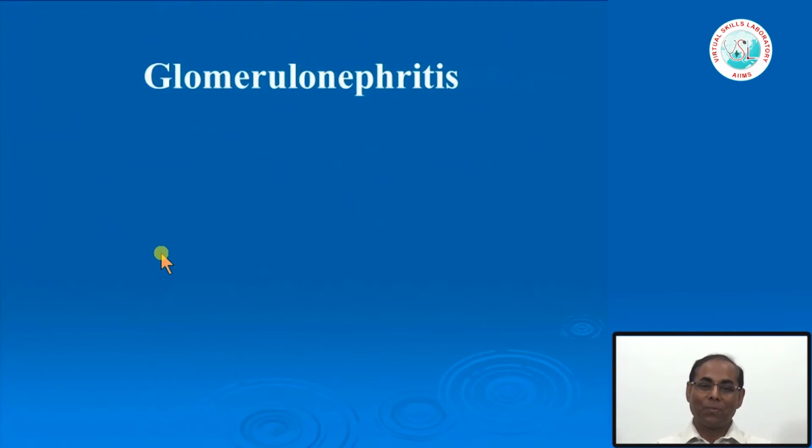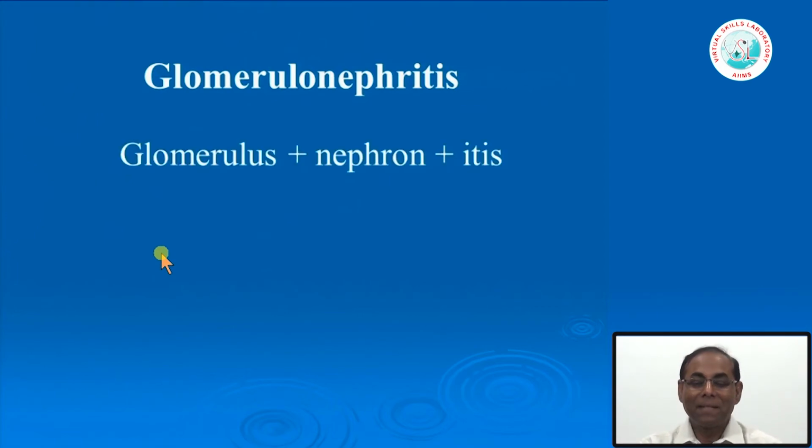Now if I ask you, without remembering anything, just from the terminology, what do you understand by the term glomerulonephritis? I think it's very simple. Glomerulus is a part of the nephron. Nephron means it consists of the glomerulus as well as all the tubular system. And then there is the component itis. Itis in general pathology means inflammation.